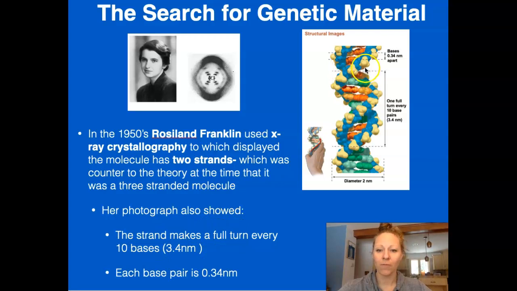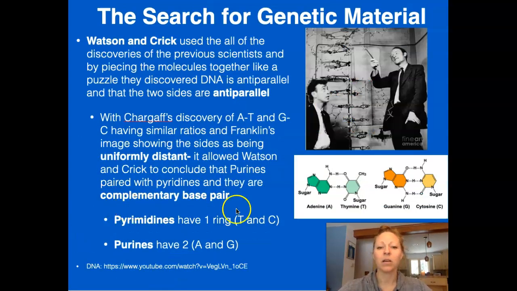So right here, one full turn. And that each base pair is 0.34 nanometers apart. So between these bases, it's 0.34 nanometers apart. So this is a huge discovery about the structure of DNA. It wasn't the final discovery, but it was a big help. And the people that used it to help them make their discovery were Watson and Crick.